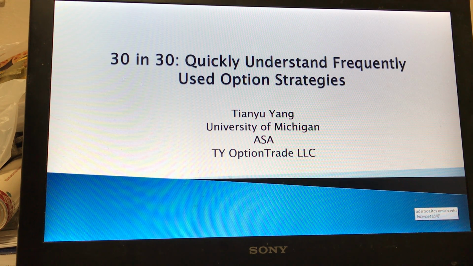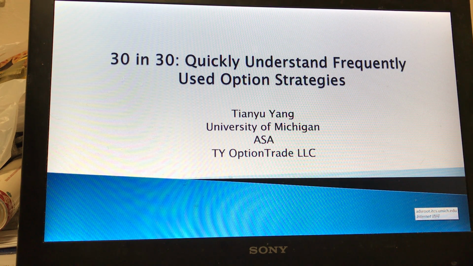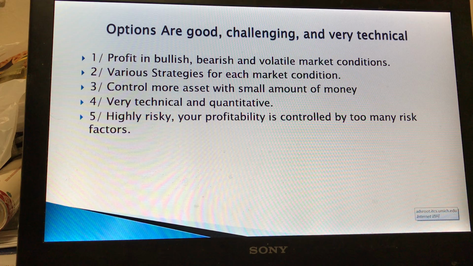Hello everyone, I'm Tianyu Yang, and today we want to discuss a quick introduction to some frequently used option strategies. I will present about 30 strategies that are commonly used by everyone who holds different kinds of portfolios, no matter individuals or institutional. We can all use these strategies to trade in different market situations.